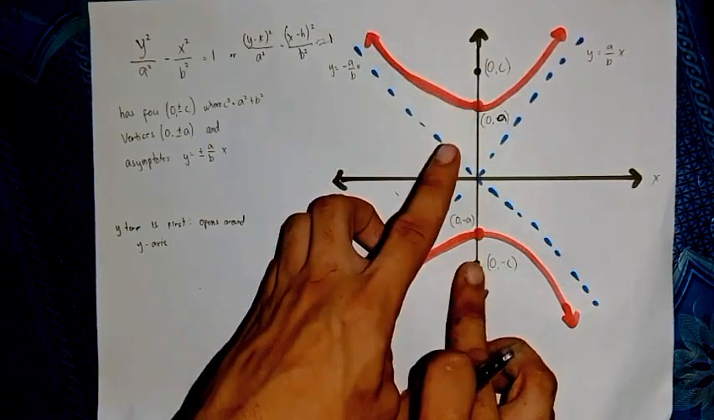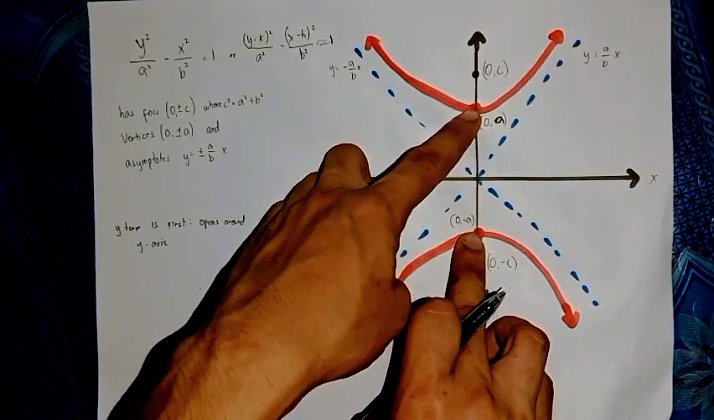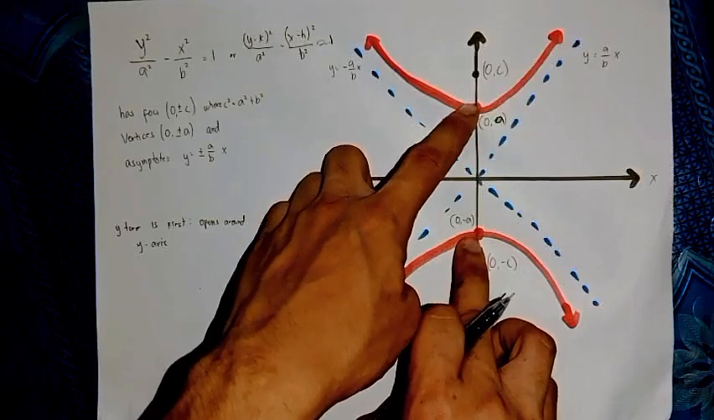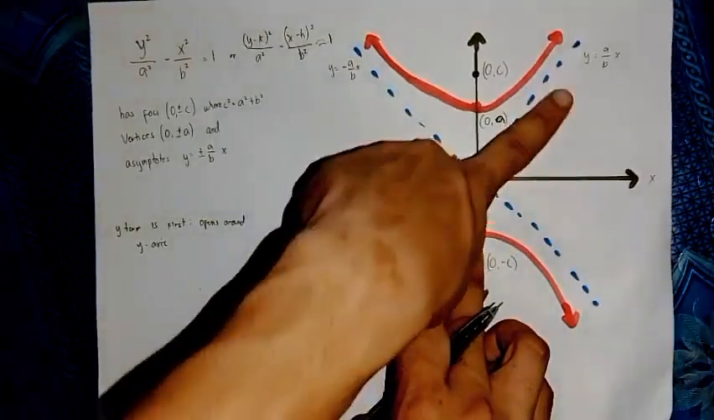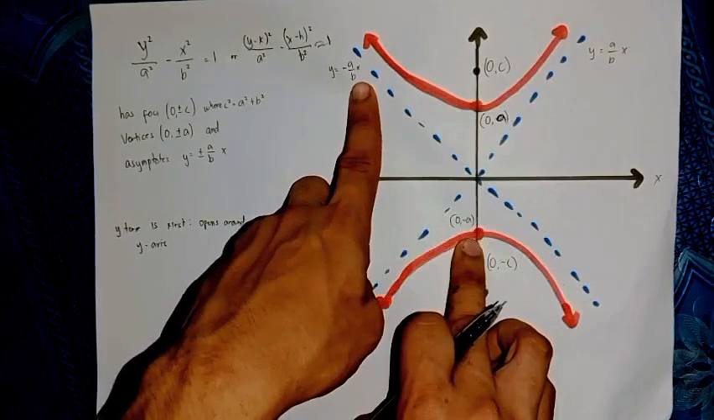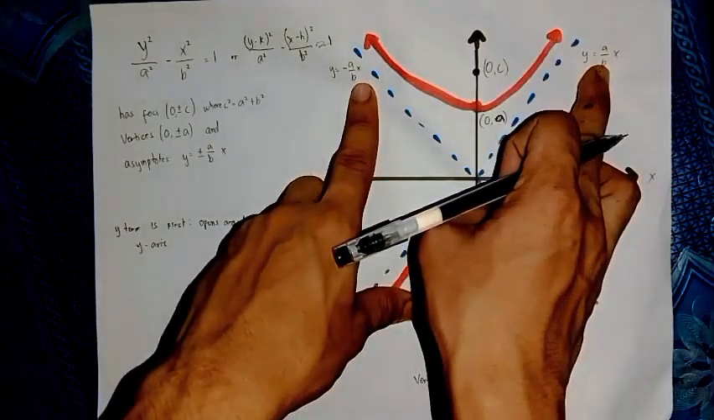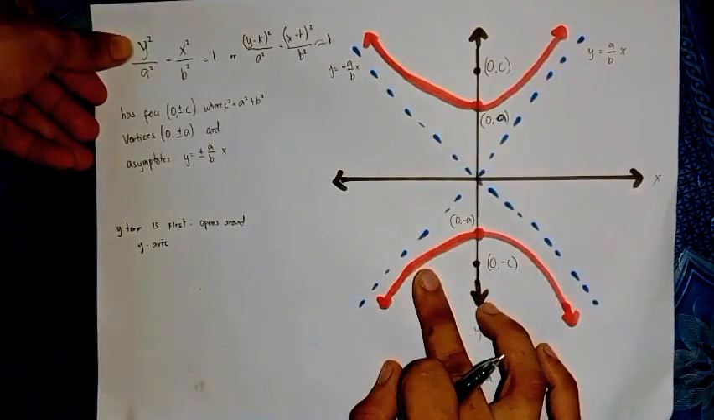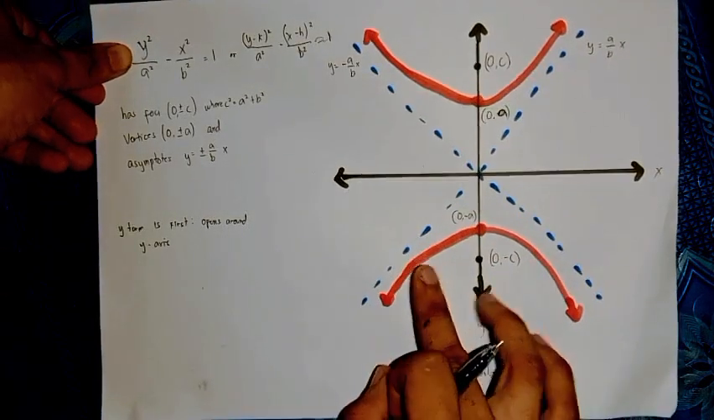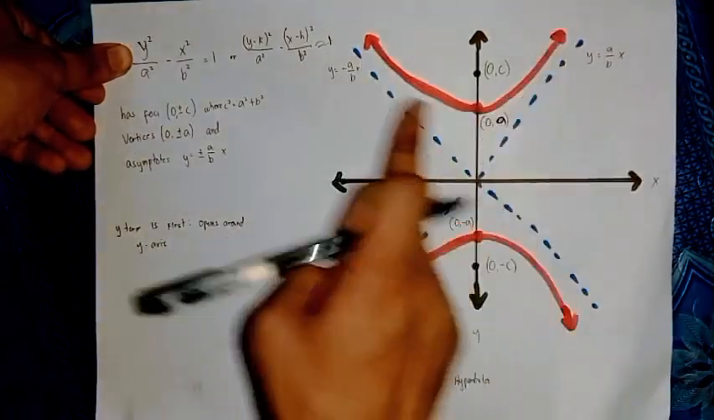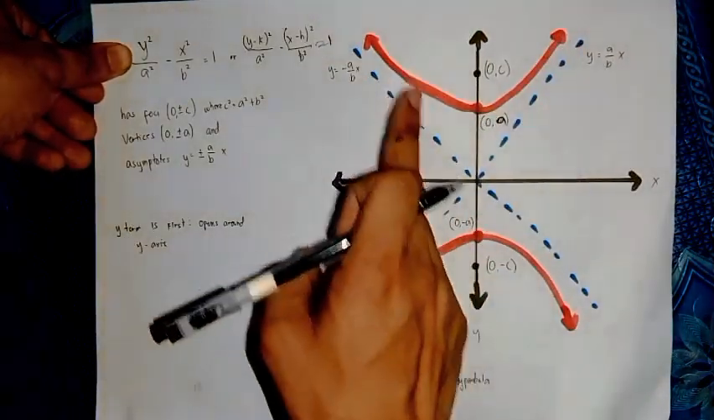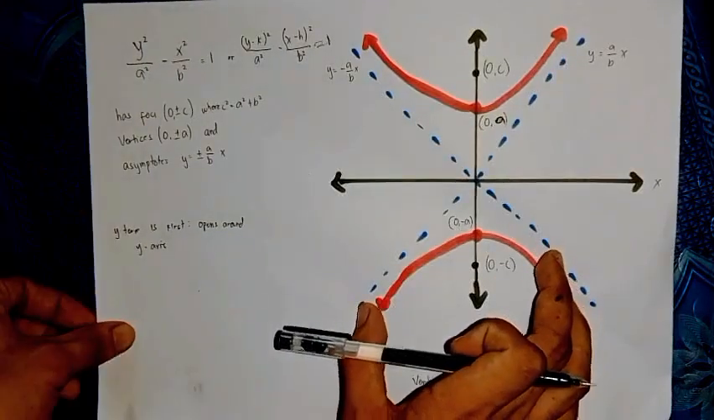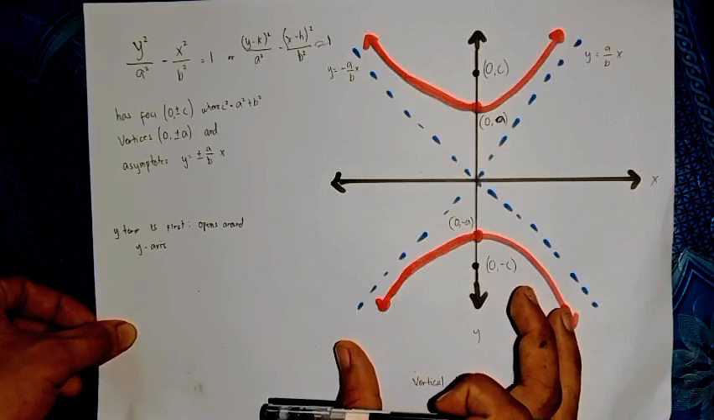Next, we have the vertices. The vertices are 0, positive or negative a, and the formula for the asymptotes is y equals positive and negative a over b x. Take note that if the y term is first, our hyperbola opens around the y-axis, meaning we have a vertical hyperbola. The curve opens downwards and upwards. Those are the equations of hyperbolas.